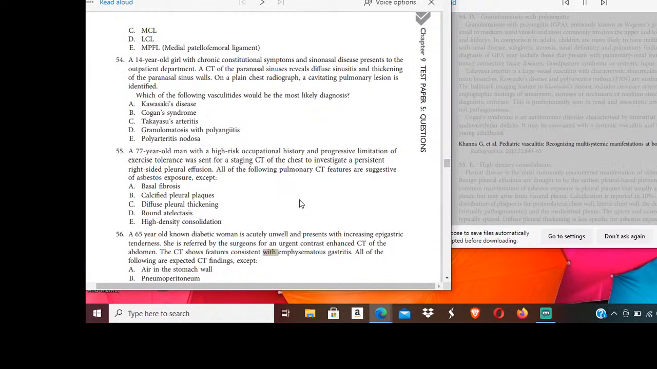manifestations at body imaging. Radiographics. 2015, 35:849-65. 55. High-density consolidation pleural disease is the most commonly encountered manifestation of asbestos-related disease. Benign pleural effusions are thought to be the earliest pleural-based phenomenon.